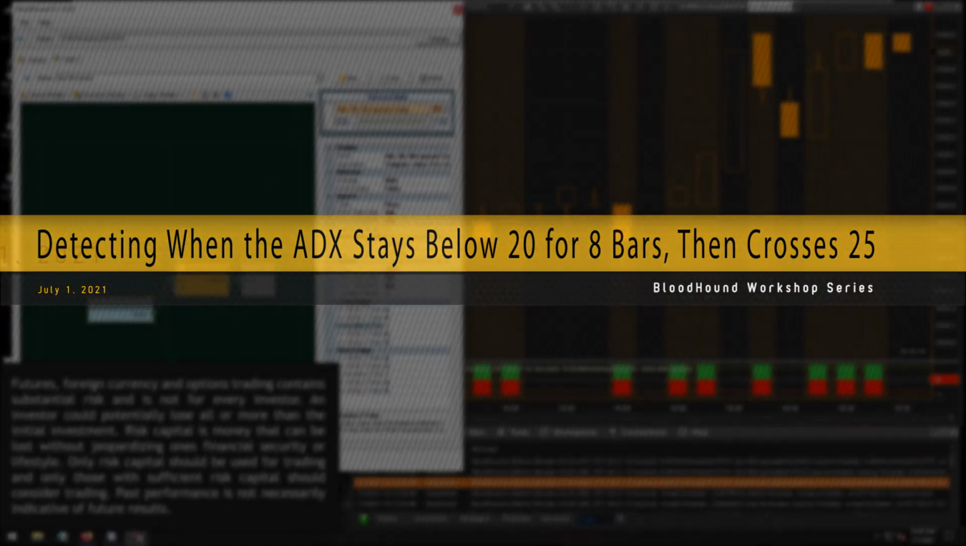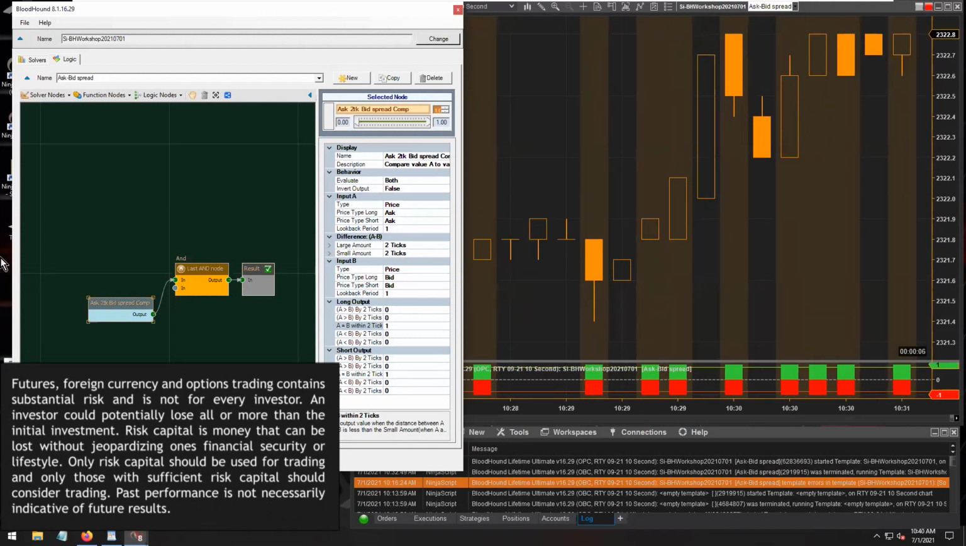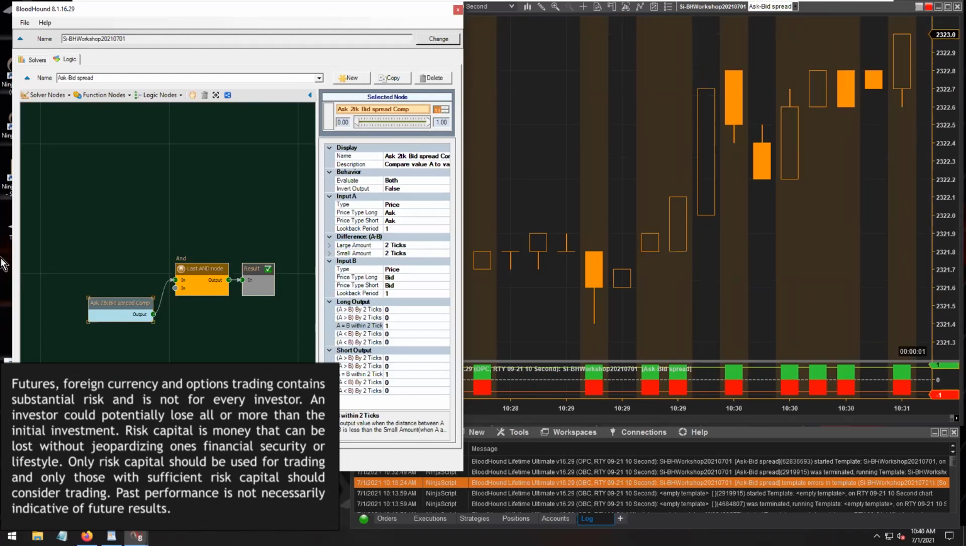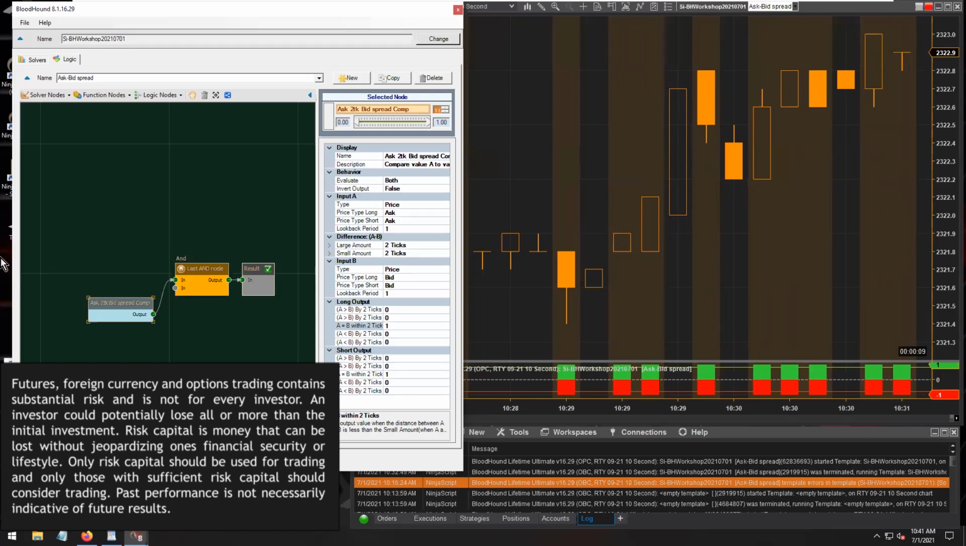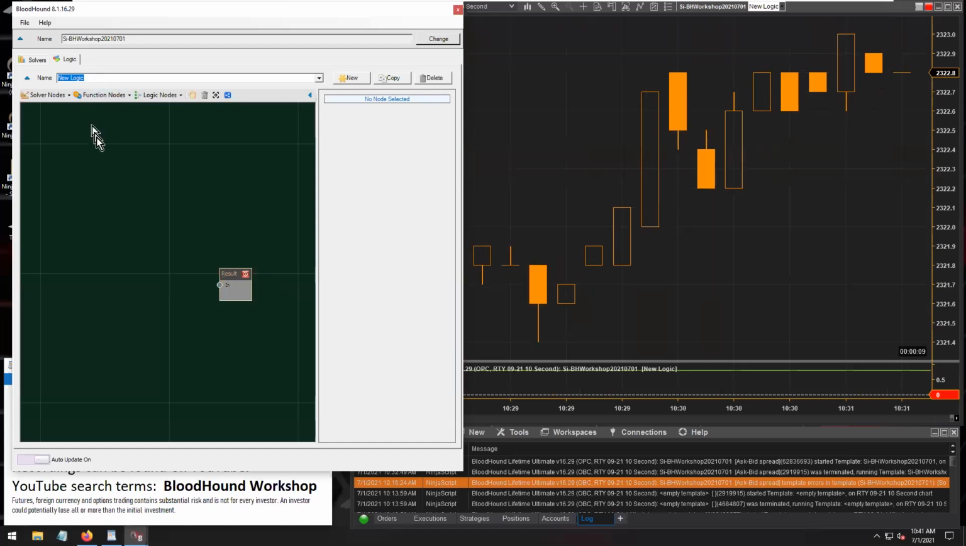TS is asking, is there a way to check to see if the ADX has been below 20 for the past 8 bars and then identify when it rises above 25? All right, yeah, take a look at that. So let me start a new logic template here.